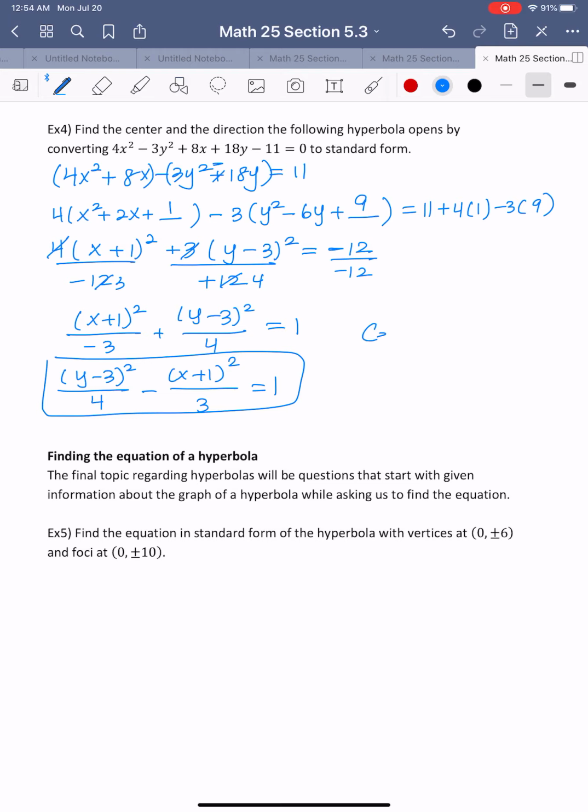So the center is going to be negative 1 and 3 this time, okay? So h is from here, and then k is from here.